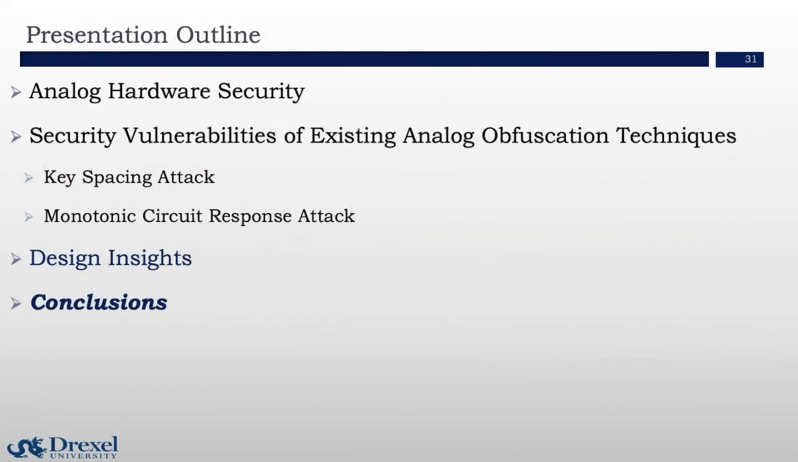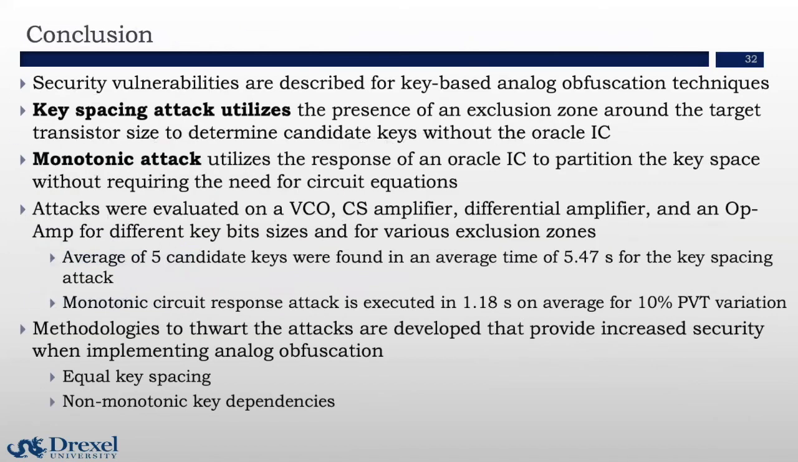Now I will be concluding the presentation. The security vulnerabilities of the key-based analog obfuscation technique have been described in the form of the key spacing attack and the monotonic attack. The attacks were evaluated on the VCO, CS amplifier, differential amplifier, and operational amplifier for different key sizes and for various exclusion zones. The methodology to thwart the attacks is developed to provide increased security when implementing analog obfuscation. This is in the form of equal key spacing and non-monotonic key dependencies.